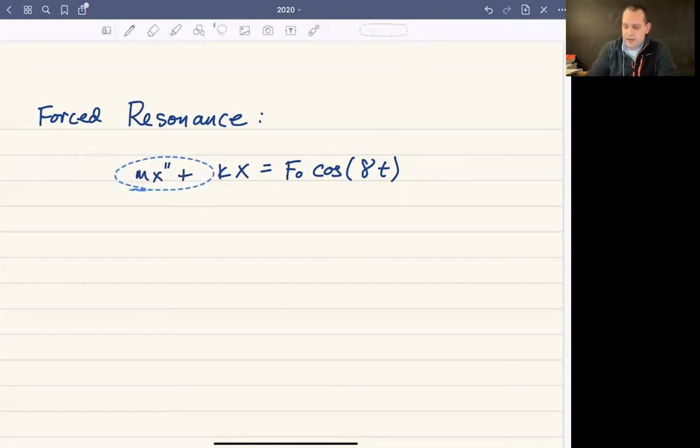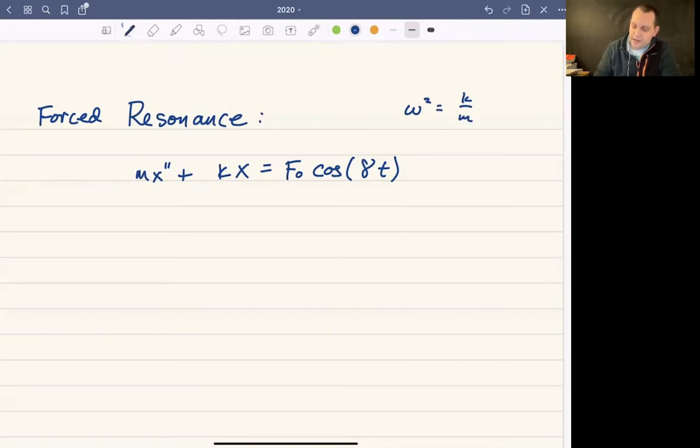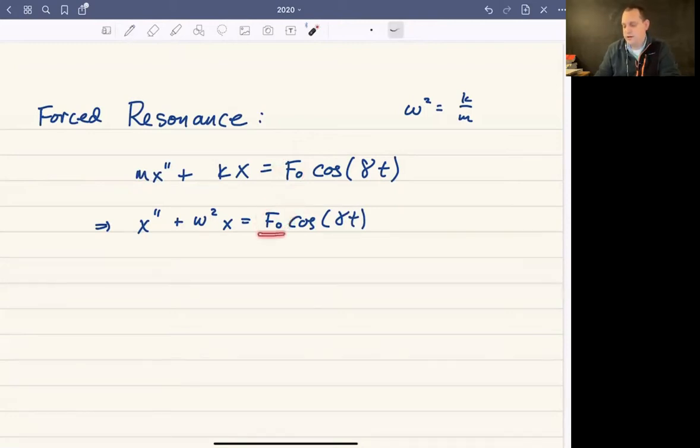And we're going to let, as usual, omega squared be k over m. So this is the same as x'' + omega squared x = f naught times cosine of gamma t. I haven't told you what this term is, so let's just absorb the m into it. It's not really going to matter, it's just some constant. But this is simple harmonic motion with forced resonance.